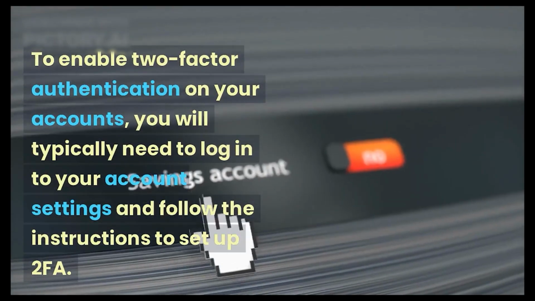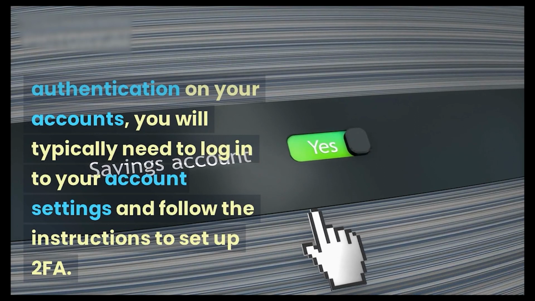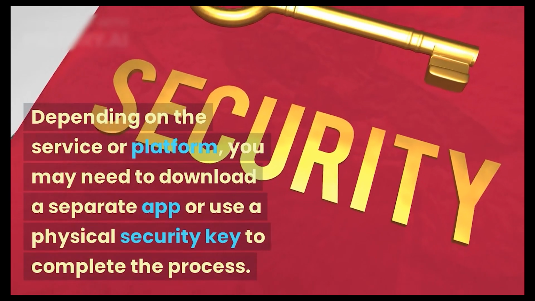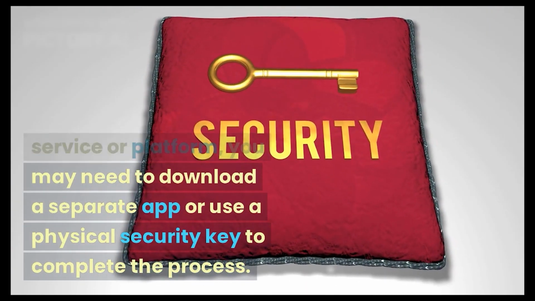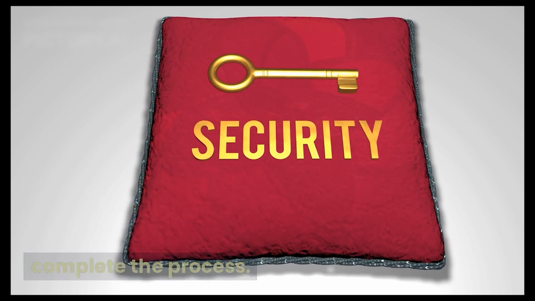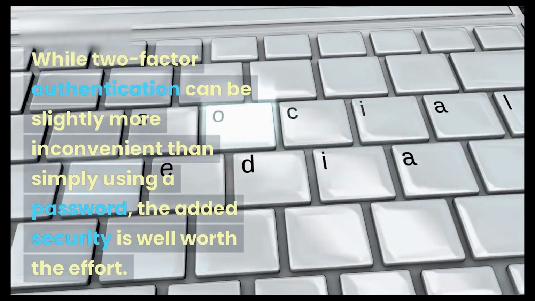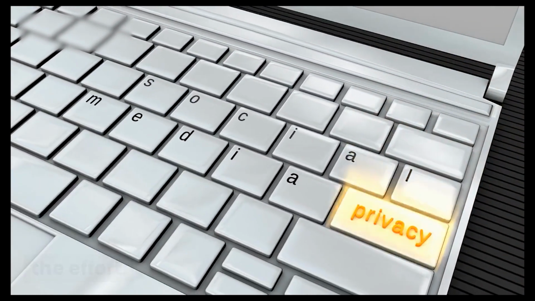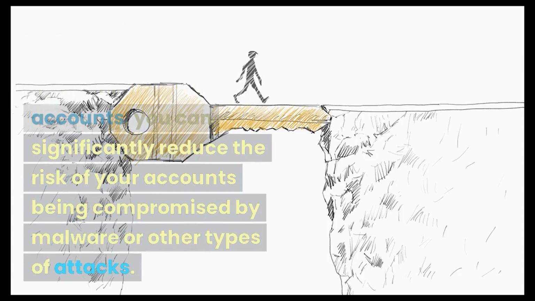To enable two-factor authentication on your accounts, you will typically need to log into your account settings and follow the instructions to set up 2FA. Depending on the service or platform, you may need to download a separate app or use a physical security key to complete the process. While two-factor authentication can be slightly more inconvenient than simply using a password, the added security is well worth the effort. By enabling 2FA on your accounts, you can significantly reduce the risk of your accounts being compromised by malware or other types of attacks.